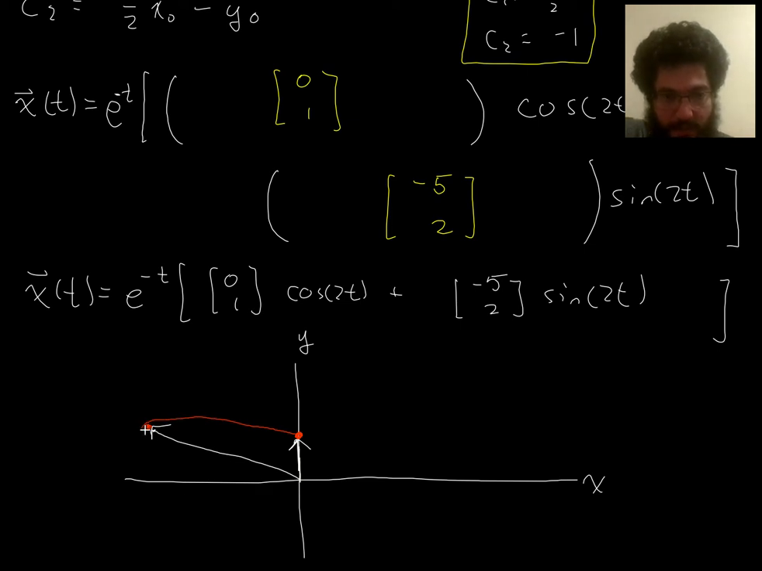And then another pi over 2 radians later, however many units of time that is, I end up at the negative of this vector, so 0, -1. And then another pi over 2 radians later, I end up at the negative of the other vector, 5, -2. Then another pi over 2 radians later, I circle back. You can see the direction of travel here.